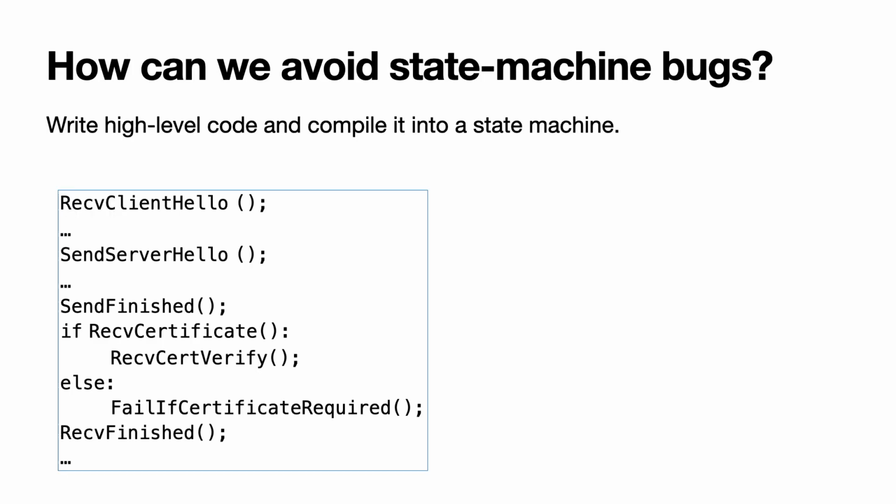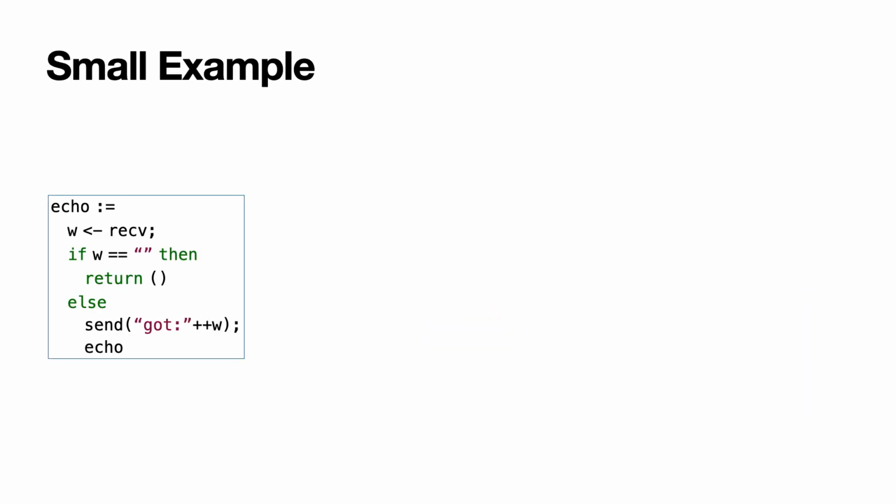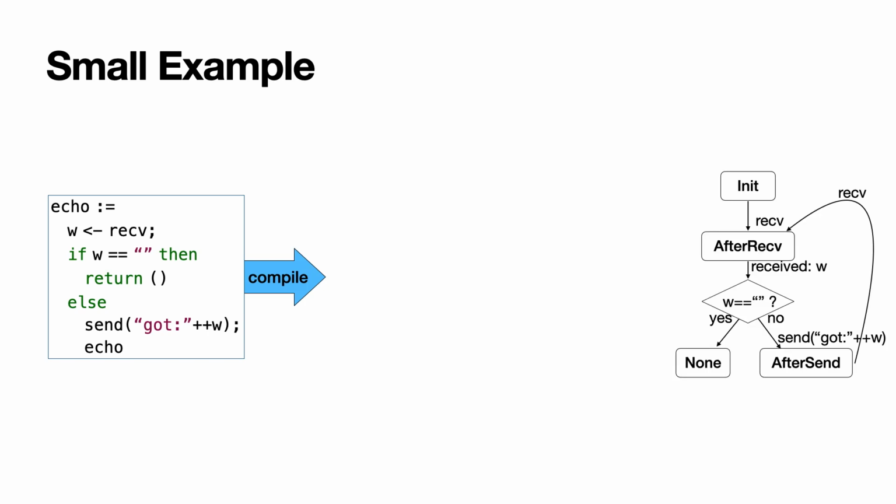To avoid those bugs, why don't we write high-level code which is easy to read and verify, and then compile it into a state machine? Here is a small example. We have a simple recursive function that echoes received messages until it receives an empty string. Then the state machine should look like this.